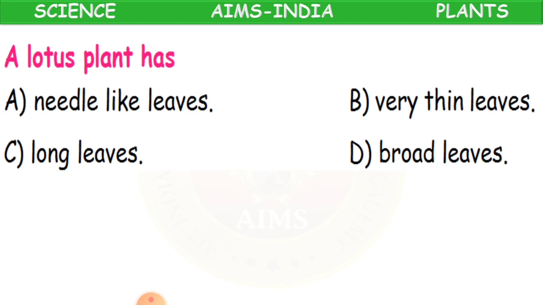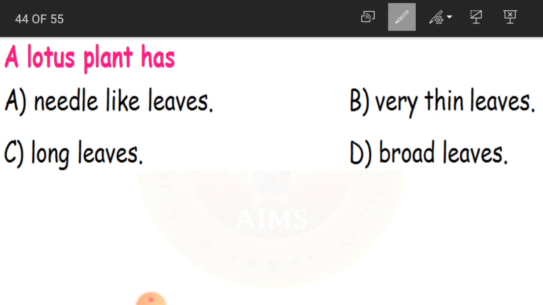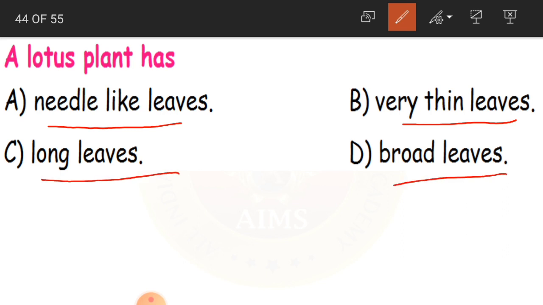A lotus plant has. What type of leaves does the lotus plant have? Either needle-like leaves, very thin leaves, long leaves or broad leaves. Answer is D, broad leaves, and they are also broad and waxy leaves.